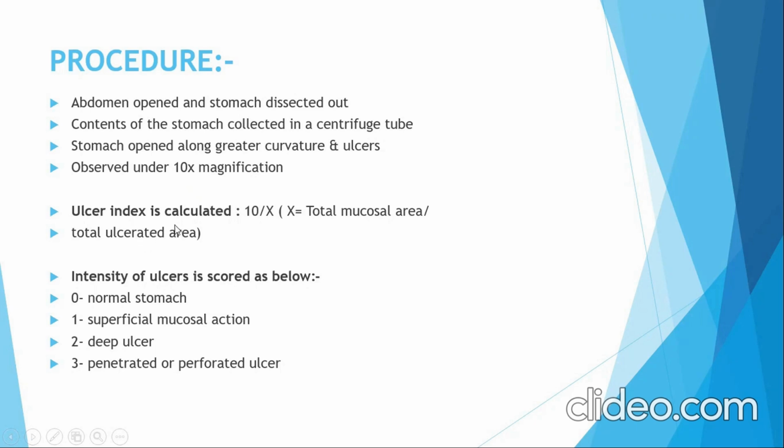The ulcer index is calculated as the total mucosal area affected by the ulcerations. The ulcer intensity can be given as a score, such as a score of 0 for normal stomach lining. If there is superficial mucosal erosion, then we give a score of 1. If a deep ulcer is there, it is scored as 2, and if a penetrated or perforated ulcer is there, we give a score of 3.